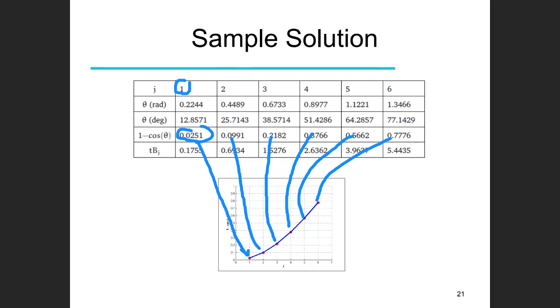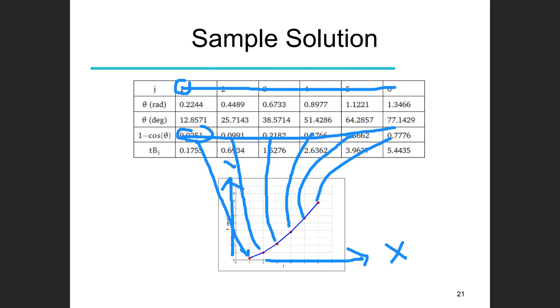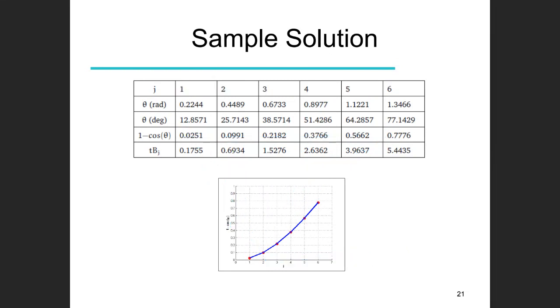For the keyframes, we are not showing any value. We are just keeping them as they are. So we are computing the values for j, and then we are computing the value of 1 minus cosine theta. We keep j along the x-axis, and we plot the value of 1 minus cosine theta along the y-axis. So this is the solution for this type of question.